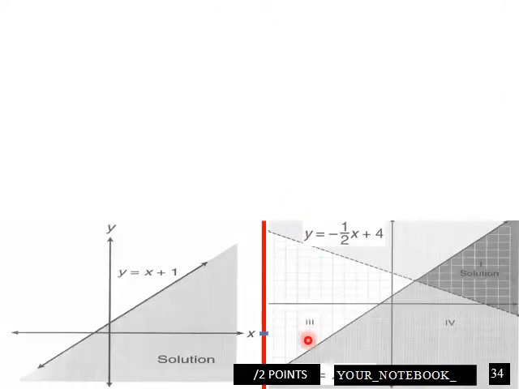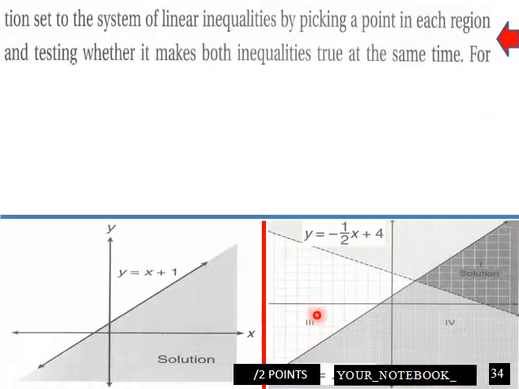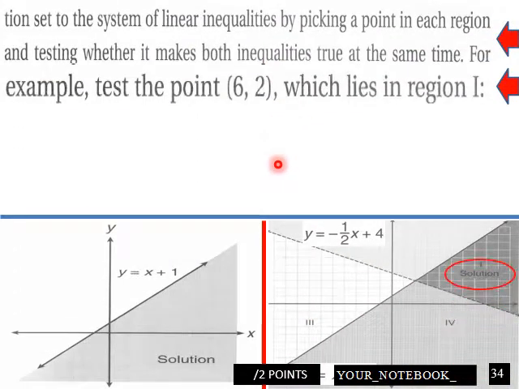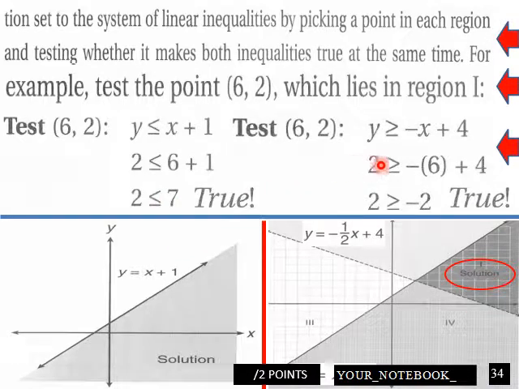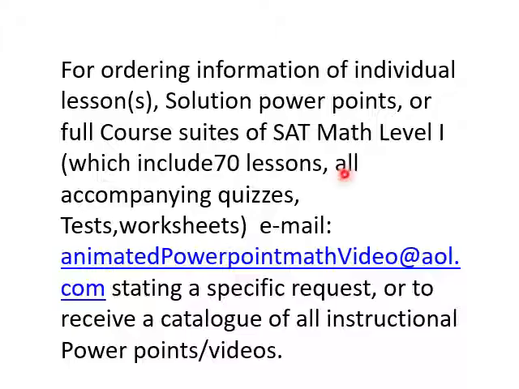And then to test the solution there, we need to test a value within that. So we'll test (6, 2). When x equals 6, y equals 2, which lies in region 1. So we test that it works for this inequality. When x equals 6 and y equals 2, 2 is less than or equal to 7. And then for this one, we plug in 6 and 2, and 2 is greater than or equal to negative 2. So it works.